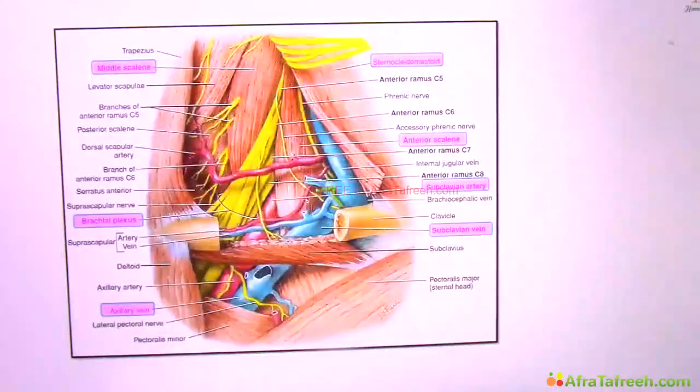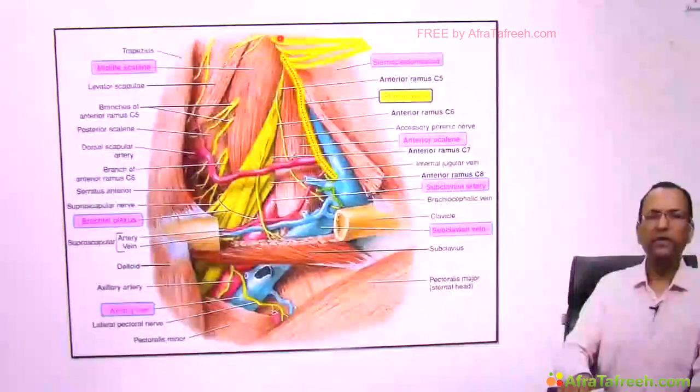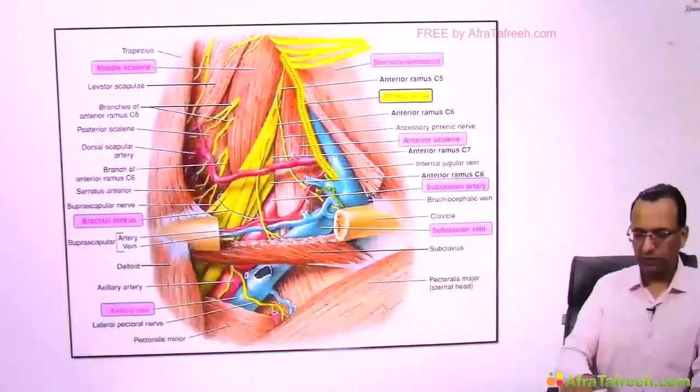And this is the branch, the phrenic nerve. How do you identify the phrenic nerve? The phrenic nerve is identified by the fact that it is a branch of the cervical plexus. Yeah, fine, but where is it coming from? The posterior border of sternomastoid. And where is it going? To the anterior surface of sternomastoid.